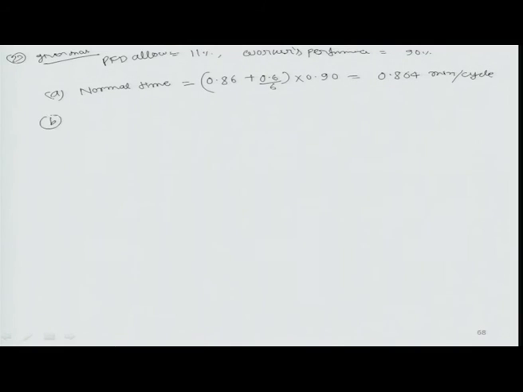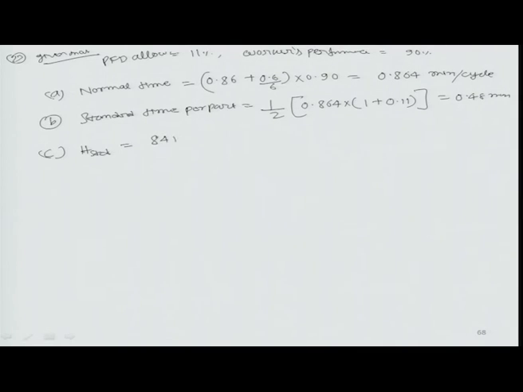Now since we have 2 parts per cycle, the standard time per part will be equal to 1 by 2 times 0.864, that is the normal time, times 1 plus 0.11, that is the PFD allowance, and it will be equal to 0.48 minutes. Okay.